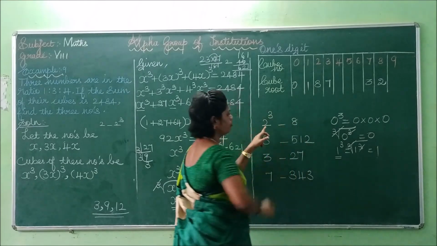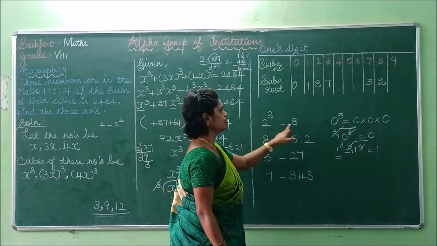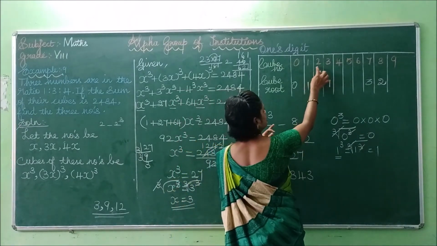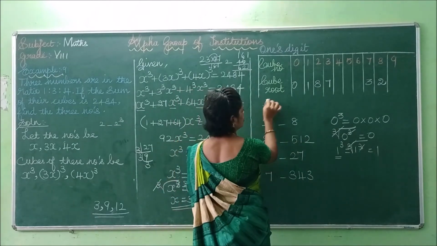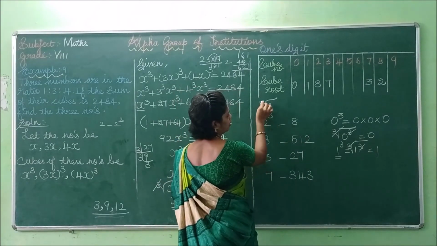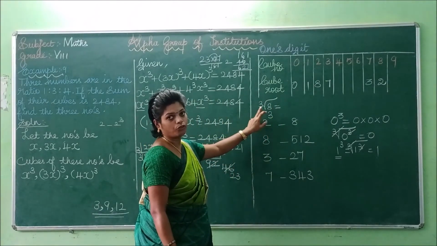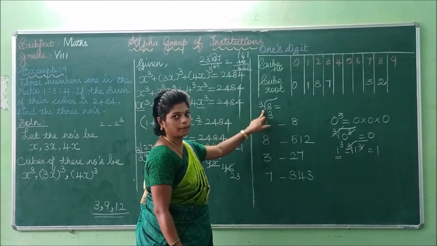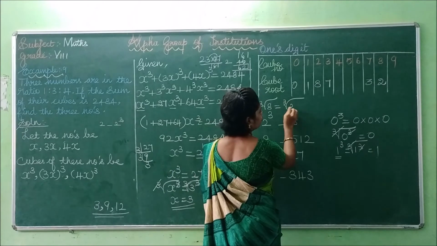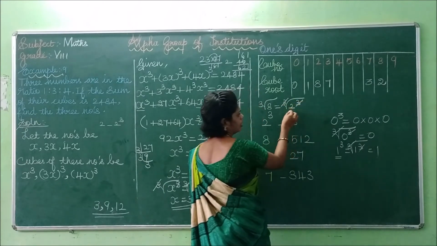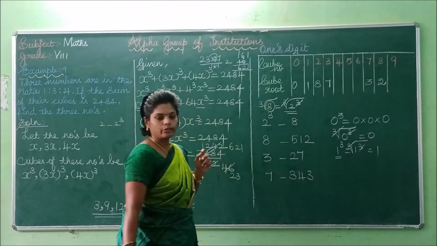What is the value of 2 cube? The value of 2 cube is 8. So if your cube ends with 2, its cube root will end with 8. Or else you can check with this. If you want to find the cube root of 8, how can you represent this number? 8 is 2 cube. So the cube root of 2 cube, cancelling those, you will get the result 2. The number is 8, its cube root is 2.